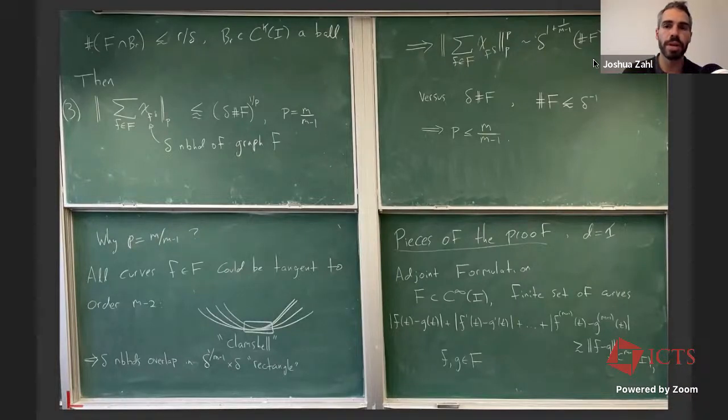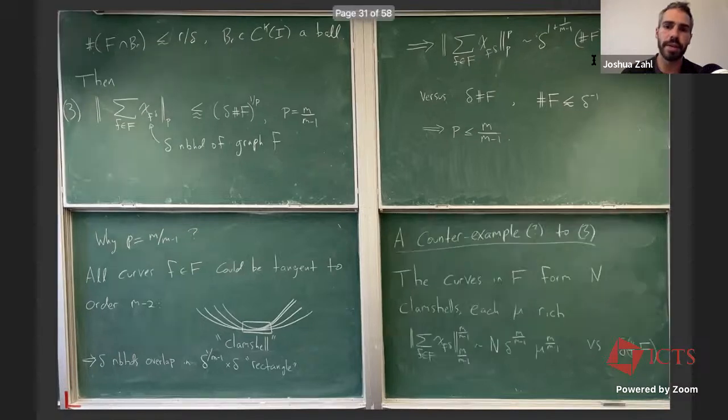So m over m minus 1 is the largest value of p for which you can hope to prove an inequality like this. And that's indeed the value of p for which we can achieve this inequality. And so let's now try to get an idea of how it's proved.